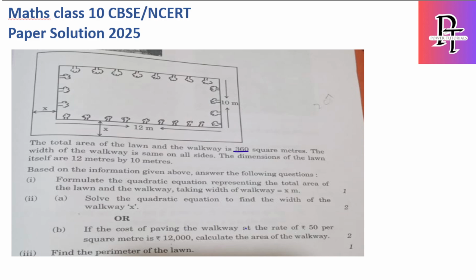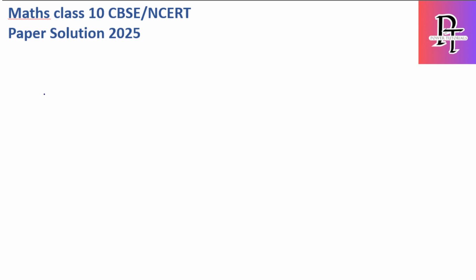Cost 50 per square meter is this much. So we don't know the square meter, but what they have mentioned is the cost of paving the walkway at the rate of 50 per square meter is this much, calculate the area of the walkway. So here it is a direct answer.